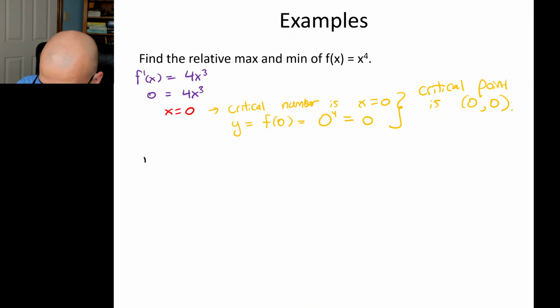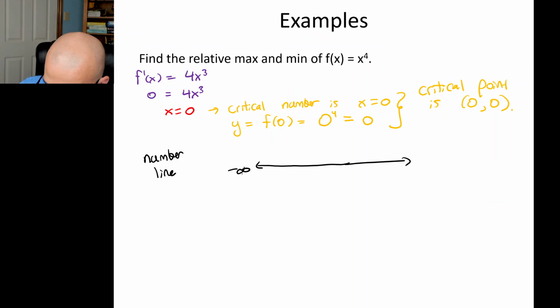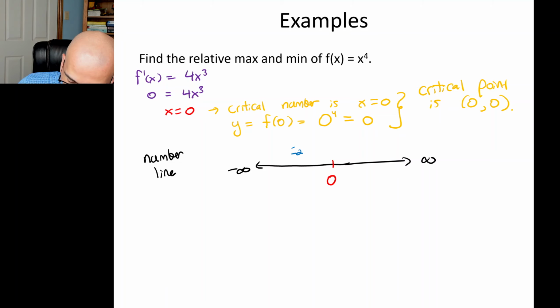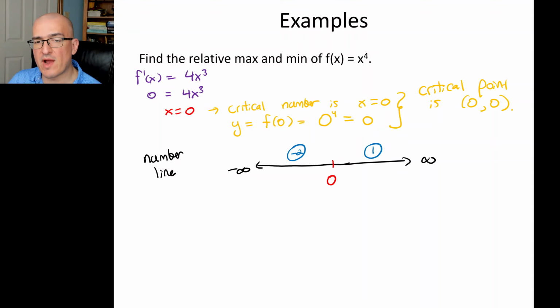Okay, now we make a number line. This is a polynomial, so our number line extends over the entire real numbers, from minus infinity to infinity. We're cutting it at 0, since that's our critical number. Now I'm going to choose two test values. I'm going to pick -2, and I'm going to pick +3. Oh no, I changed my mind. I'm going to pick +1. What made me change my mind is I looked at the derivative and I realized I have to plug it in, and I don't really want to plug a big number into there. Okay, now I'm going to plug in the test values.